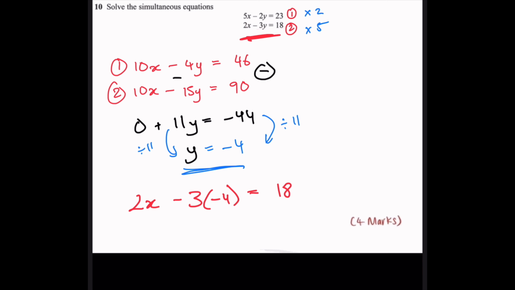So now 2x minus 3 times minus 4 becomes plus 12. 2x plus 12 equals 18. I'm going to subtract 12 from both sides, so 2x is going to equal 6. Therefore, x equals 3. Okay, that's my vector.